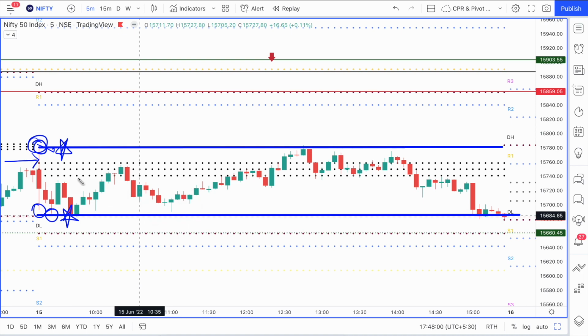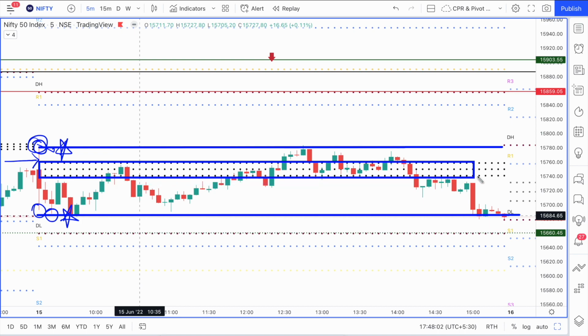You can see how CPR has acted as a magnet today. It has not allowed price to go anywhere away from it. Anytime that price tried to go away from it, the price was pulled back to it. Then here it again pulled back. It traded within the zone. It went sideways, and then finally it came and settled around the day's low here.